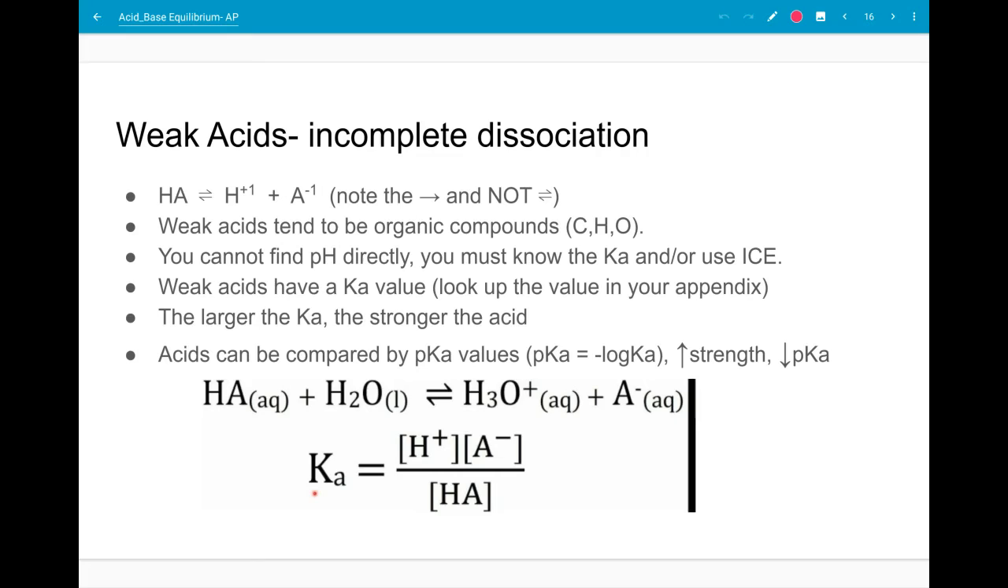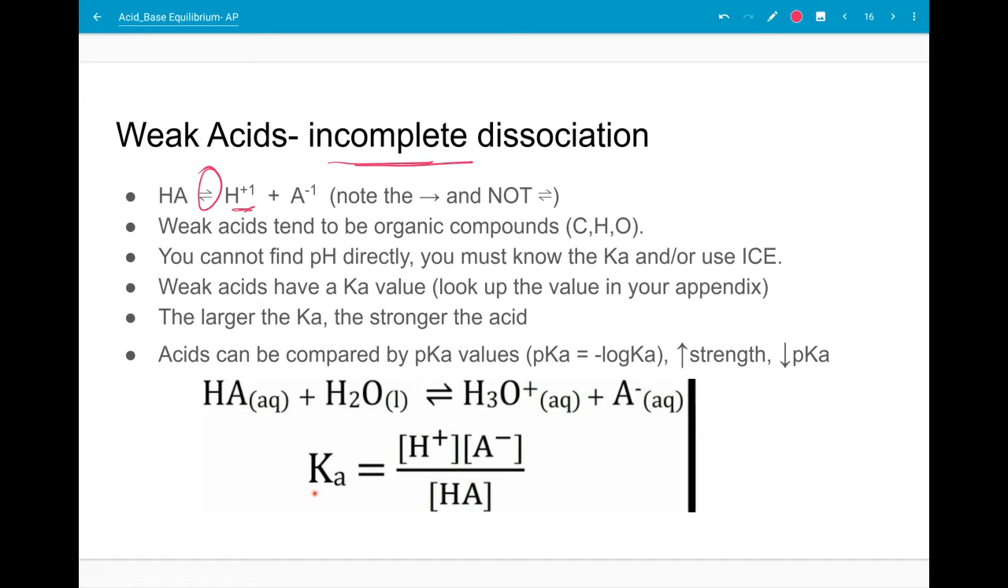Go ahead and go through weak acids and weak bases. So weak acids have incomplete dissociation. Now we have this equilibrium arrow, meaning that not all of the H+ is going to be dissociated, meaning our pH is not based entirely off the H+. So you just have to be careful with these.